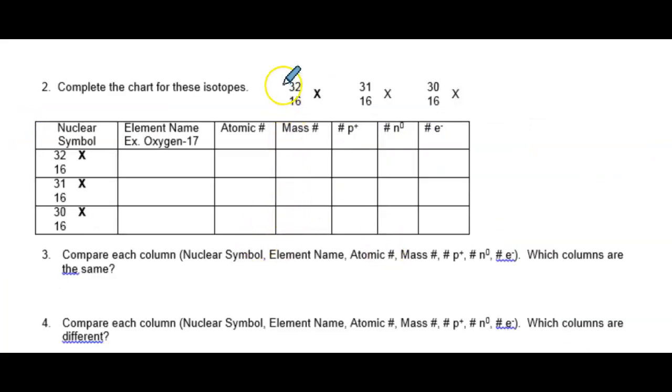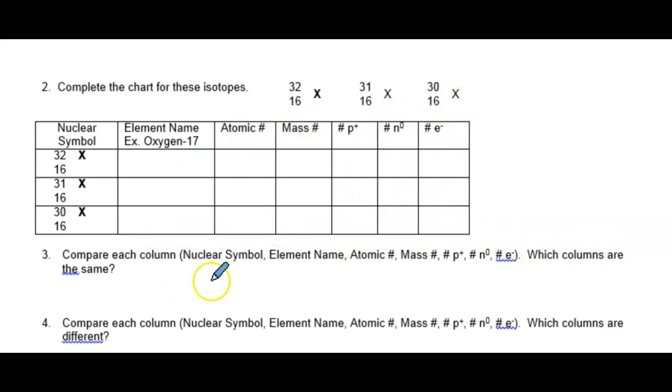For question 2, you're going to use these 3 isotopes and fill in the columns here. I brought them down here, so I brought this one down to there, I brought that one down there, and I brought that one down there. Once you get this table filled out, you're going to answer 3 and 4. Compare each column. You're comparing the nuclear symbol, the element name, the atomic number, mass number, protons, neutrons, and electrons.